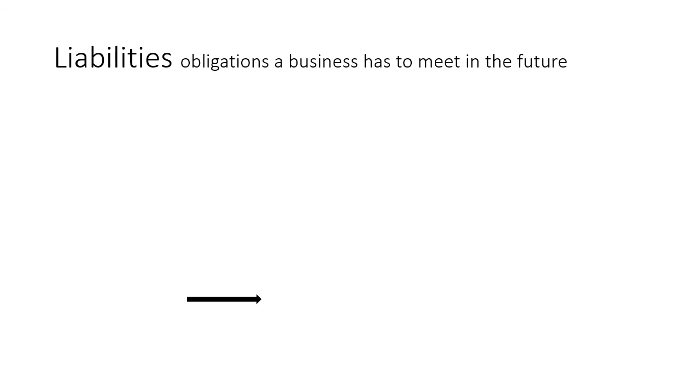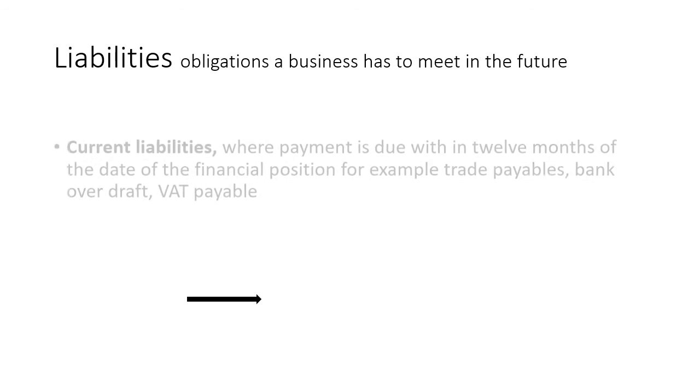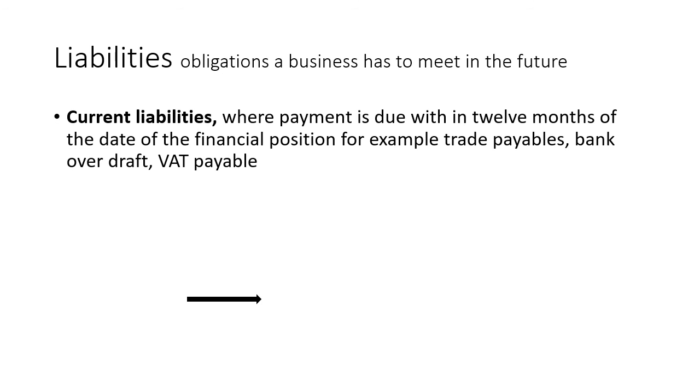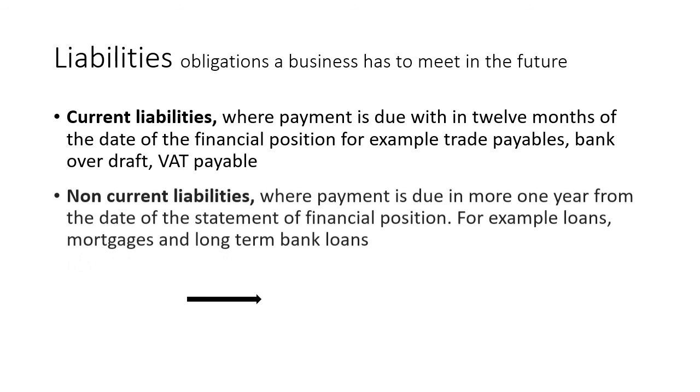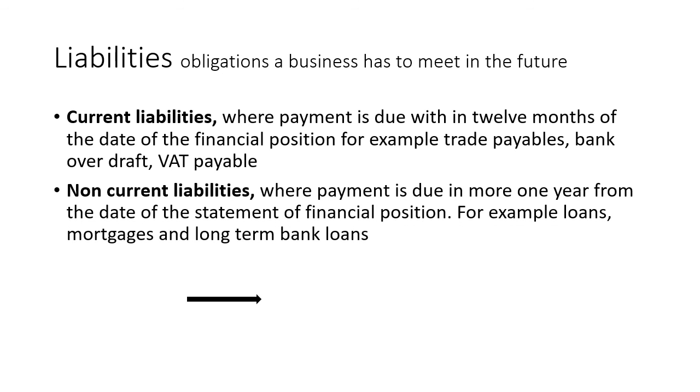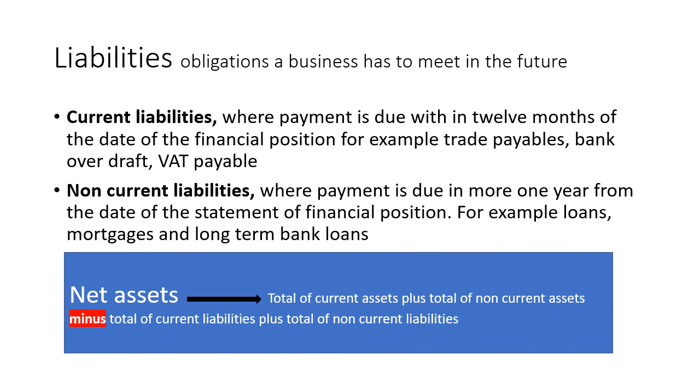Liabilities are obligations a business has to meet in the future. Current liabilities are where payment is due within 12 months of the date of the statement of financial position, for example, trade payables, bank overdraft, and VAT payable. Non-current liabilities are where payment is due in more than one year from the date of the statement of financial position, for example, loans, mortgages, and long-term bank loans.